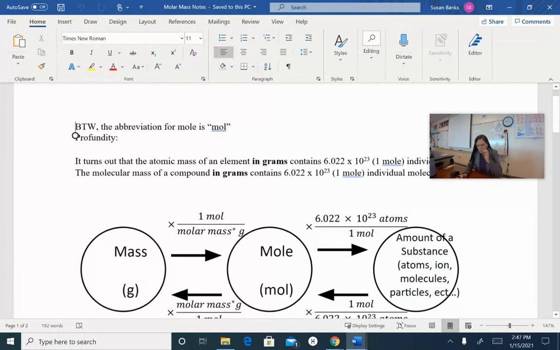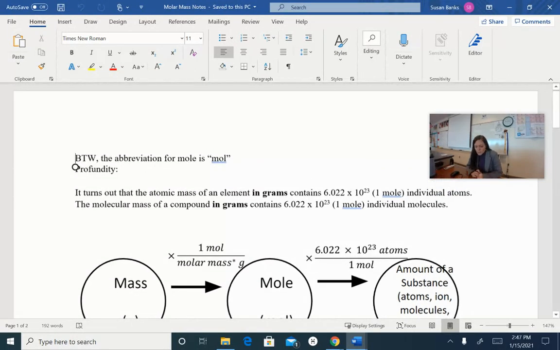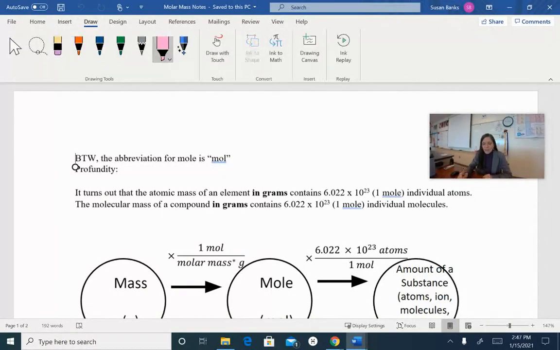So, here's the idea of the mole. It turns out the atomic mass of an element in grams contains 6.022 times 10 to the 23 atoms, or a mole of atoms. The molecular mass, this is what we're going to do today. We're going to learn how to find the molecular mass. The molecular mass of a compound in grams is the molar mass. It also contains 6.022 times 10 to the 23 molecules. So today we're going to learn how to calculate molecular mass and molar mass.